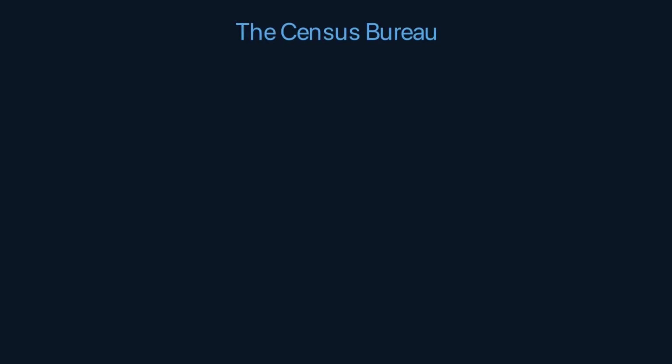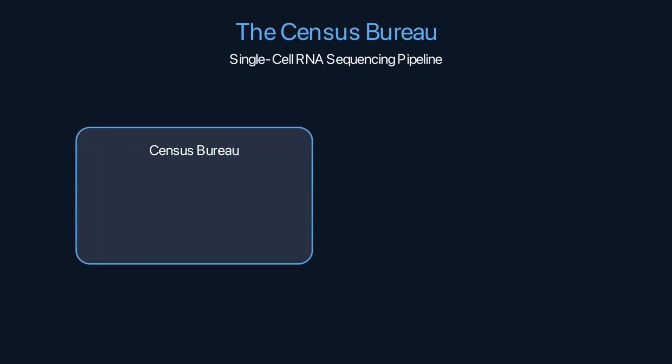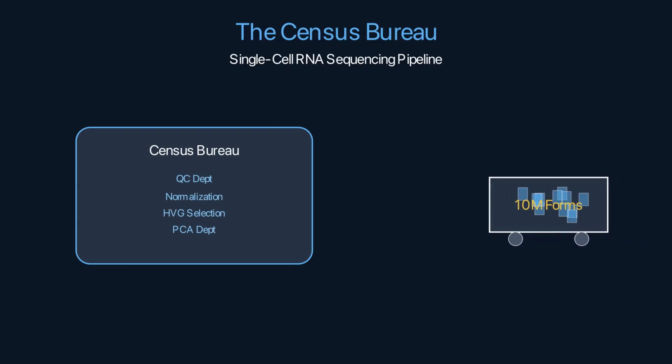A truck arrives at the Census Bureau carrying 10 million survey forms. Each form was filled out by one person in the city, answering 20,000 questions about their life. Your job: process these forms, find patterns, and map the city's neighborhoods.